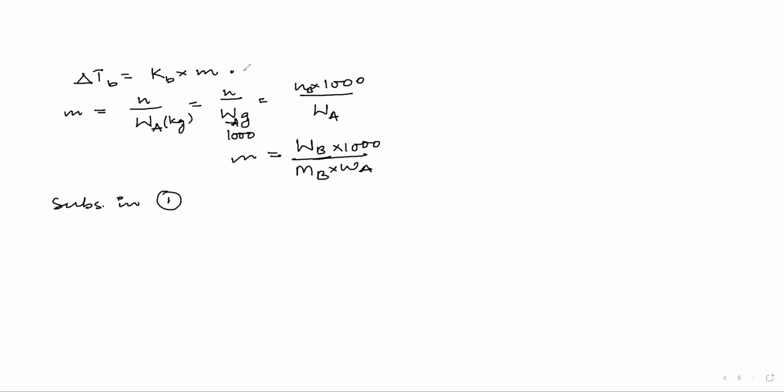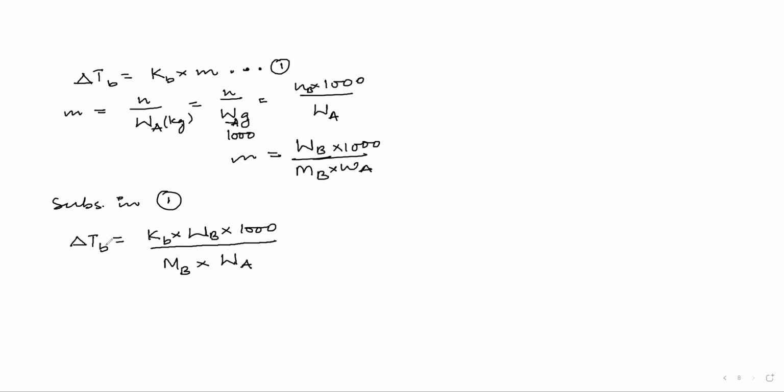formula 1. Now delta T_B is equal to what? Delta T_B is equal to K_B into molality. It is equal to K_B into W of B into 1000 upon the molar mass of B into W of A. So as you can see, how will you find delta T_B?